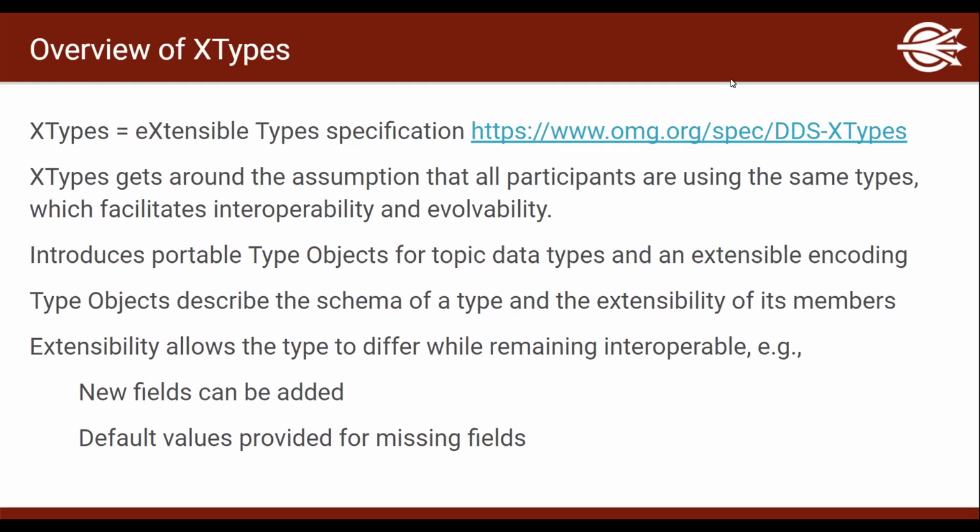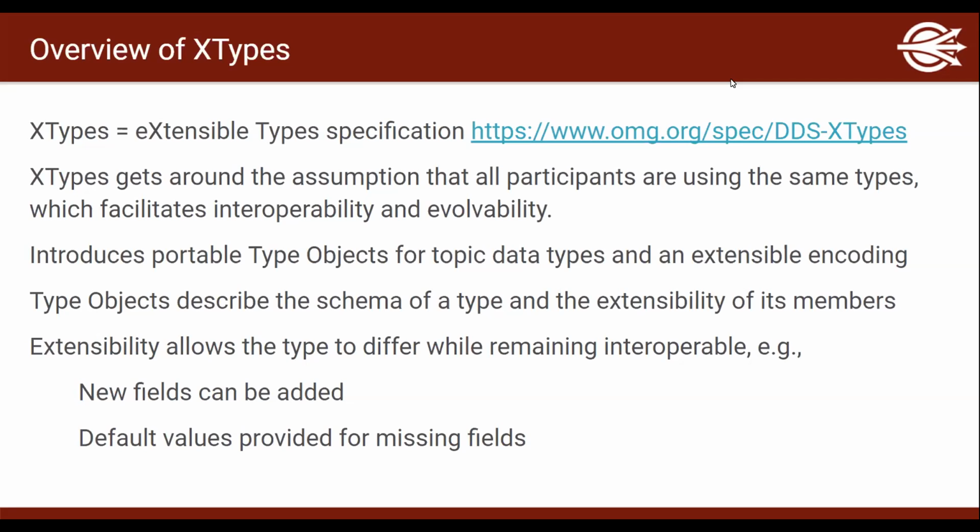XTypes introduces a thing called a type object, which are portable objects for topic data types and all of the dependent types within a topic data type. They also have an extensible encoding, based on an RTPS standard, called XCDR2. There's an older XCDR version 1, but XCDR2 is the most recent one. These portable type objects can be exchanged by different DDS participants using RTPS discovery. Once they have them, they can then reflect on the data samples that they get for that particular type.